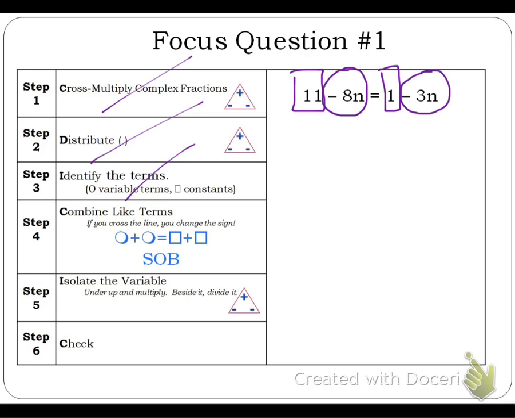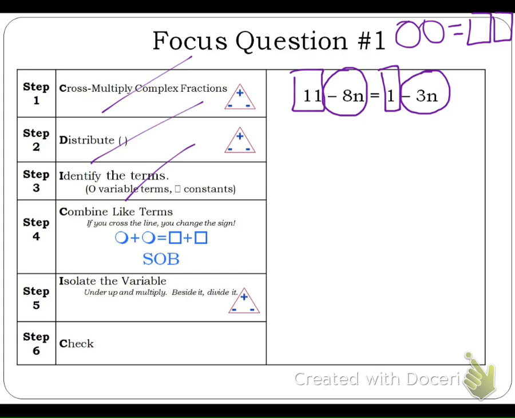Here's my rule of thumb. Put your circles on the left and your squares on the right. So we want all of our circles to be on the left-hand side of the equation and all our squares to be on the right-hand side of the equation so that we can combine them together. So looking at the positive 11, is it going to stay where it is, or do we need to move it?